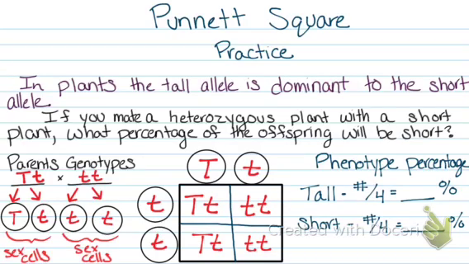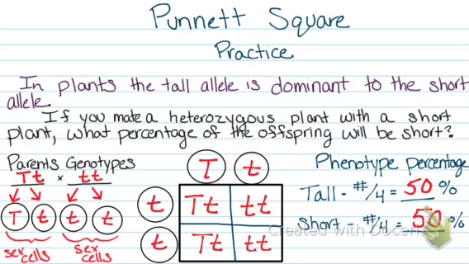Looking at these four offspring, 2 boxes out of the 4 are tall, because 2 boxes have a dominant capital T. So 2 out of 4 would be 50%. 2 out of 4 boxes do not have a dominant, which means that 2 out of 4 boxes are recessive, or are short. So 50% of the offspring are short. Hopefully everyone got that right.